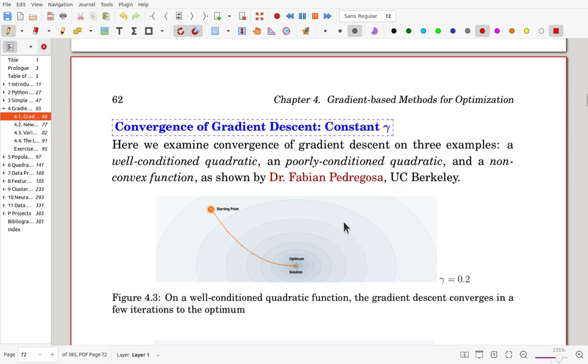Here we have the convergence of the gradient descent algorithm with constant gamma. We have 3 different functions. One is a well-conditioned quadratic, as in this one, the second is a poorly conditioned quadratic, and the third is a non-convex function. And here we follow Dr. Fabian Pedregosa, UC Berkeley.